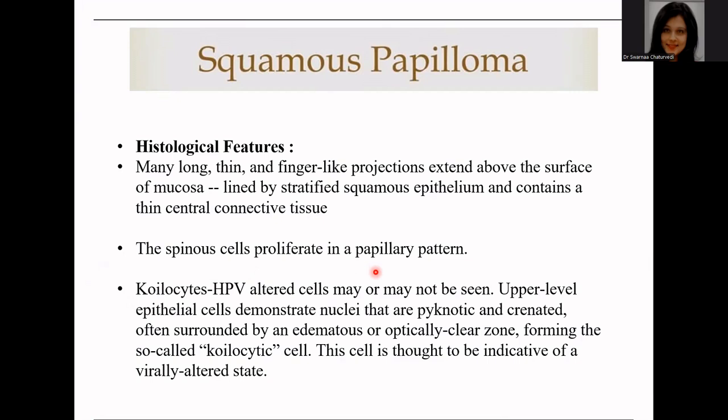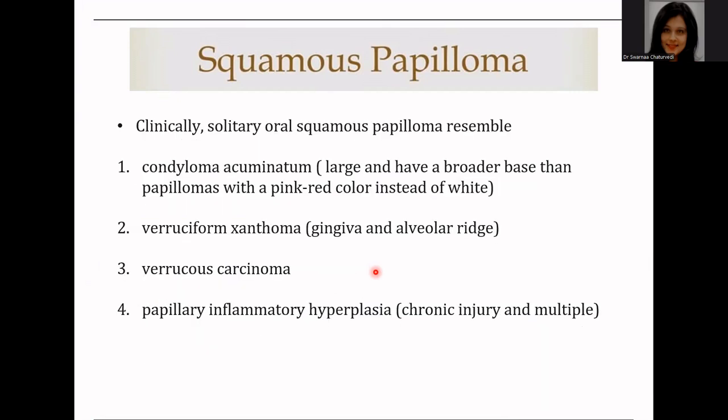Now, what are koilocytes? Often asked in vivas. It is nothing but when the upper layer epithelial cells demonstrate nuclei that are pyknotic and crenated, surrounded by an edematous or optically clear zone. We call them koilocytic cells. Their presence is indicative of a virally altered state. So now, what are the differentials? Clinically, it has four differentials: condyloma acuminatum, verruciform xanthoma, verrucous carcinoma, and papillary inflammatory hyperplasia.